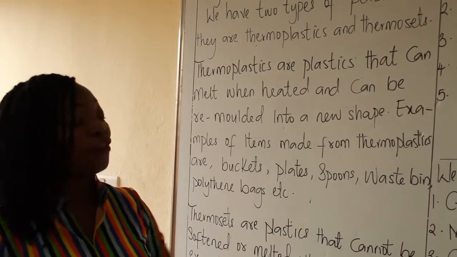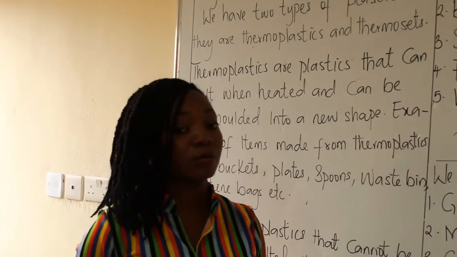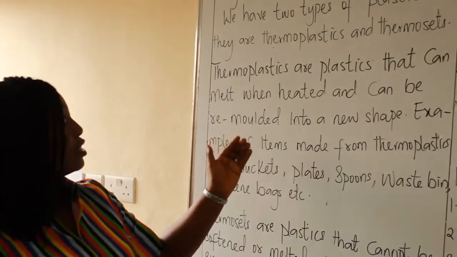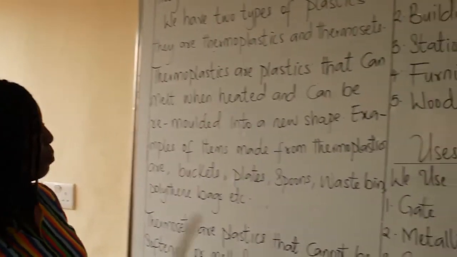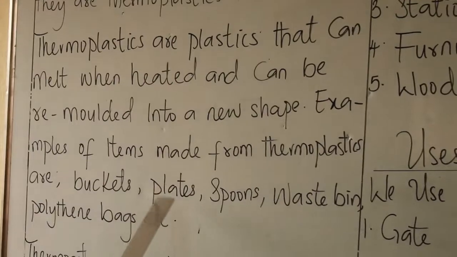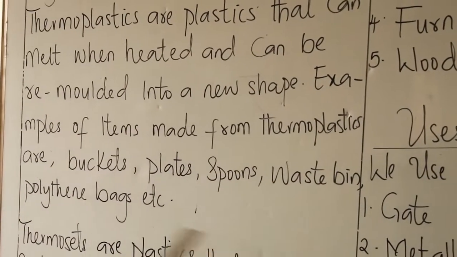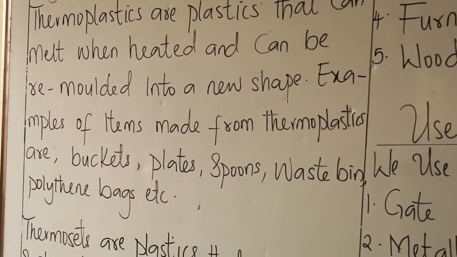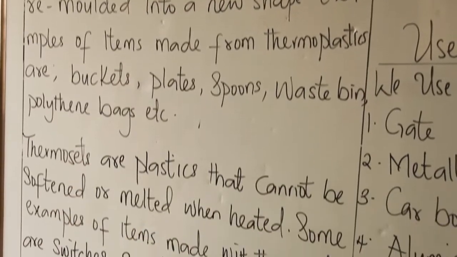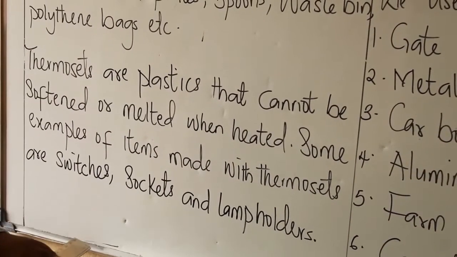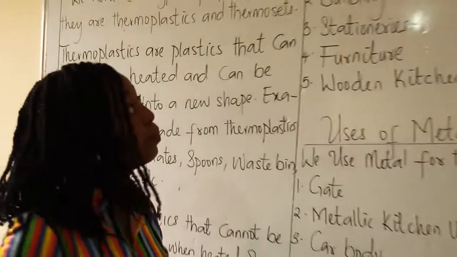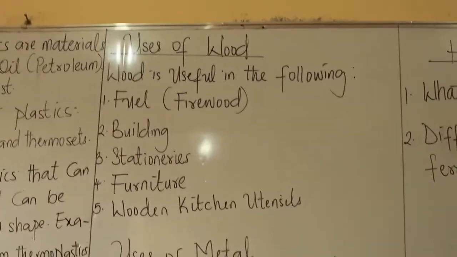The uses of technology materials. We've mentioned some uses of plastics. We said thermoplastics can be used in making plastic buckets, plates, spoons, waste bins, polythene bags, and so many others, while thermosets can be used to make switches, sockets, and lamp holders. Let's now look at the uses of wood.